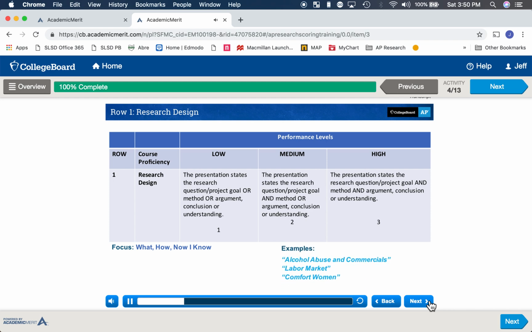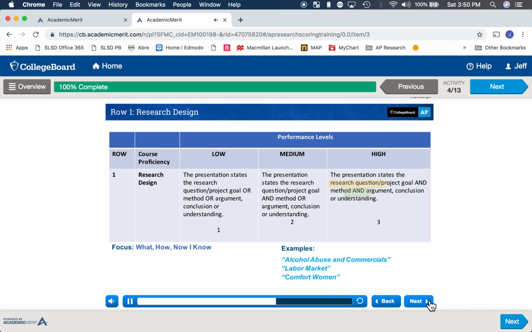All three samples that I provide have students reaching the highest column and therefore receiving 3 points. The only difference between these three samples is the timestamp by which the evidence for this row of the rubric is demonstrated. For example, in the alcohol abuse and commercials sample, the research question is stated around the 30-second mark, where the student was looking for the correlation between the amount of alcohol-related content in commercials viewed during football games and the number of DUIs on certain days in Miami-Dade County.